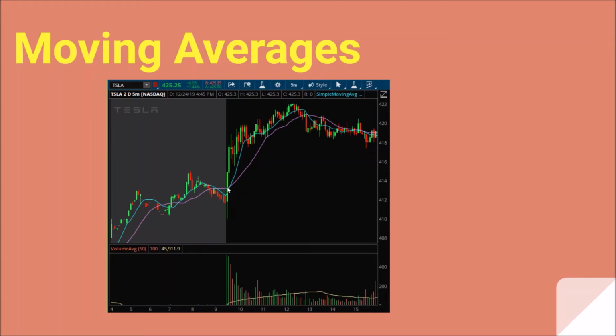From open till 12 o'clock, the price is uptrending in this chart, so we can take the long trade and exit when the price closes below the moving averages. But after that, we don't have any clear signal to take any trade. So moving averages work during trending markets.